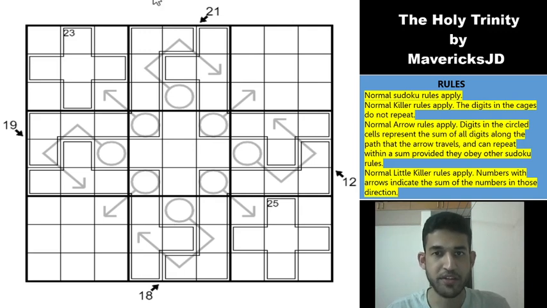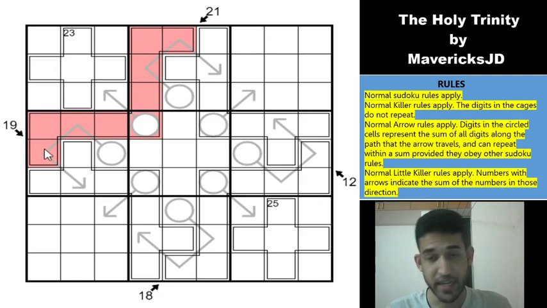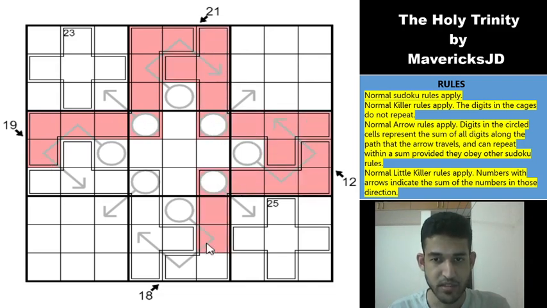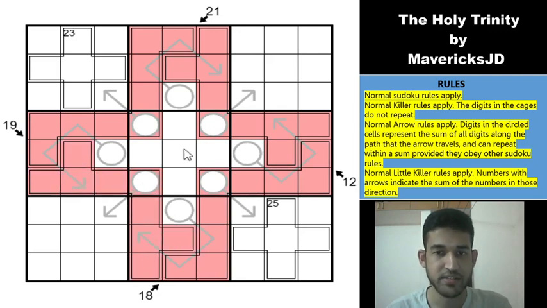Okay, the first thing I notice about this Sudoku is that this cage has 9 cells in it, and we know that a killer cage does not have repeating digits, which means that all the digits from 1 to 9 will be present exactly once. Even this cage, and this cage also contains digits from 1 to 9 without repetitions.